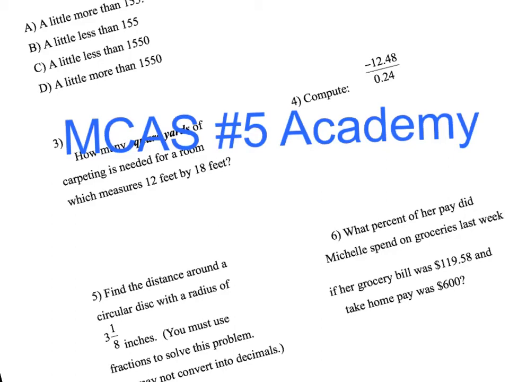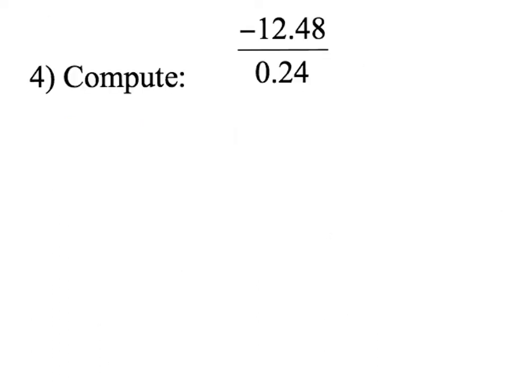MCAS number 5 Academy online. This is for question 4. All right, so we have decimal division. I'm going to set up my problem again. Negative 12 and 48 hundredths, and I said that exaggerating on purpose, divided by 24 hundredths.